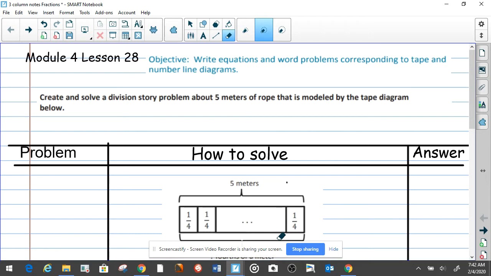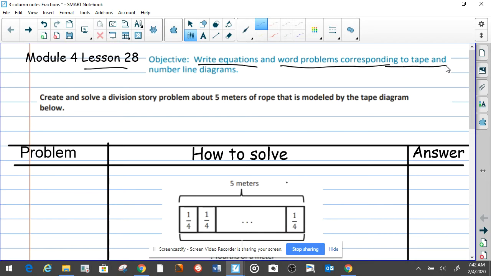Magno. Today's lesson is lesson 28, and the objective is to write equations and word problems corresponding to tape and number line diagrams. And here is what the instructions are. Read them twice if you do not understand them. Create and solve. So I'm going to create and solve division story problems about 5 meters of rope that is modeled by the tape diagram below.